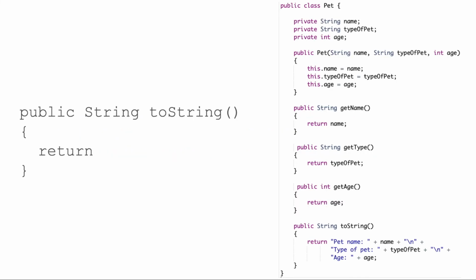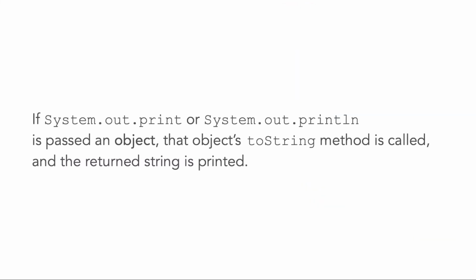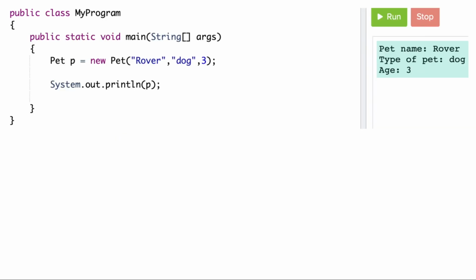Overridden methods are located in different classes, they have the same name and the same parameters. The syntax of a toString method is the keyword public, followed by String, and the name toString. It will return a string concatenating instance variables. If System.out.print or System.out.println is passed an object, that object's toString method is called, and the returned string is printed. Now with my updated toString method, meaningful information is displayed when I print the object p.